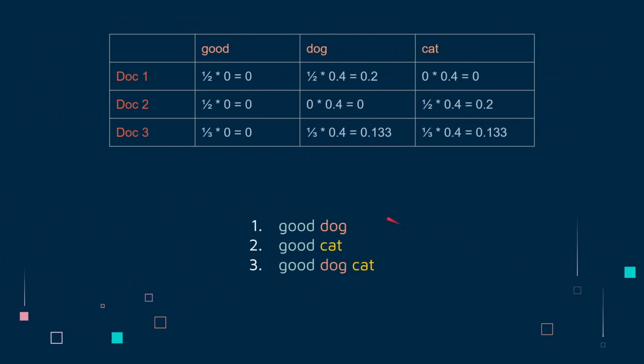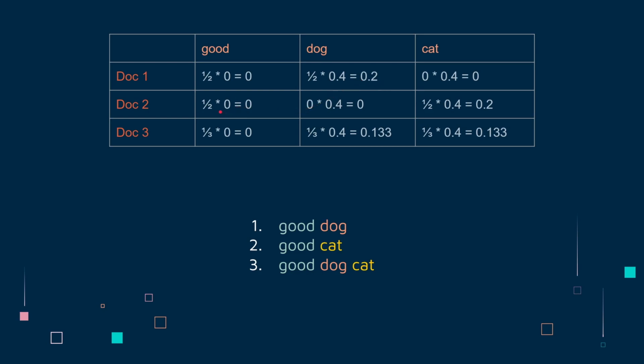Okay, so let's analyze them more closely now. So, for example, we have the word dog here, right? And in document 1, dog has a weight of 0.2. The word good has a weight of 0, and the word cat has a weight of 0 because cat doesn't appear in this sentence. And we also declare that good doesn't actually have much weight, right? Because it appears in all 3 documents. So then we're giving dog a weight of 0.2.